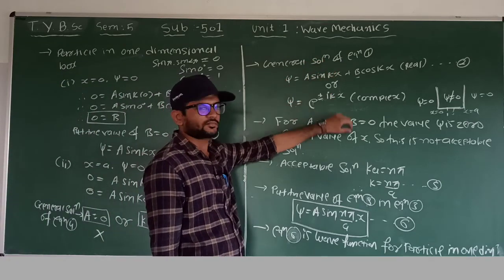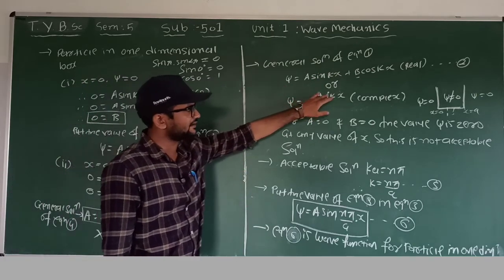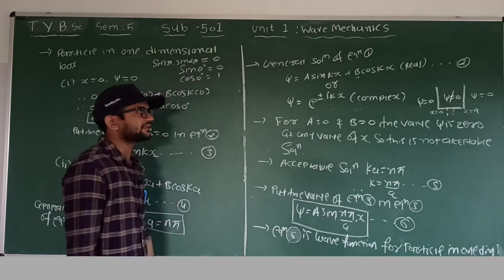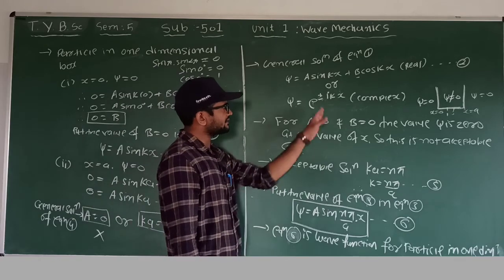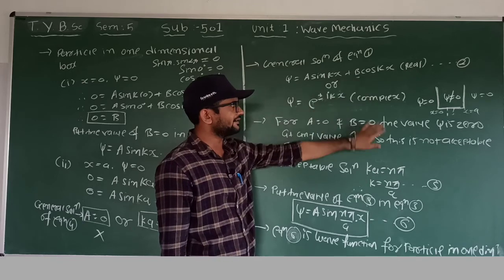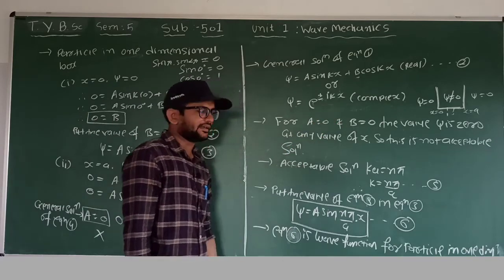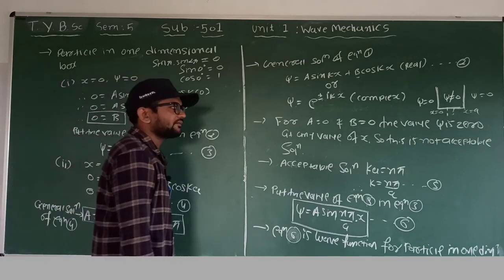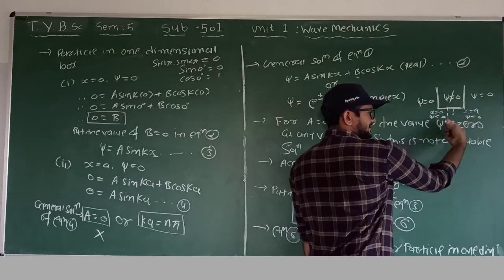Now the second step is the general solution of the Hamiltonian operator. Which value of psi satisfies the equation of the Hamiltonian operator? There are two values, the first one is real and the second one is complex. So psi is equal to a sin kx plus b cos kx satisfies the Hamiltonian operator. Here a and b indicate arbitrary constants and they are determined by using boundary conditions. We take two boundary conditions. The first one is x is equal to 0 and another one is x is equal to a. In both cases the value of psi is equal to 0.